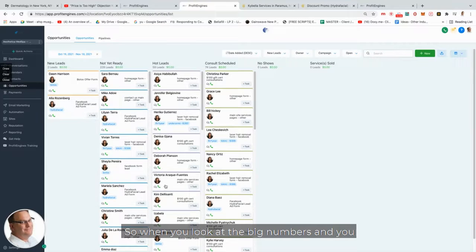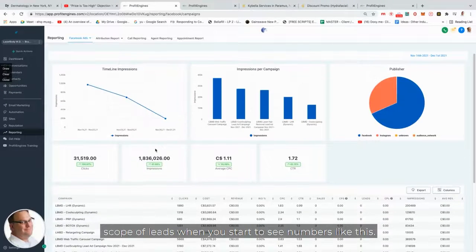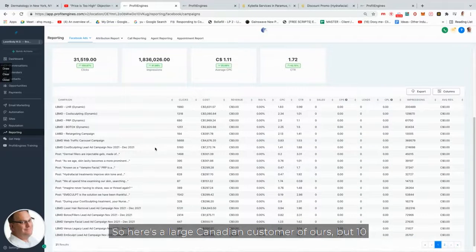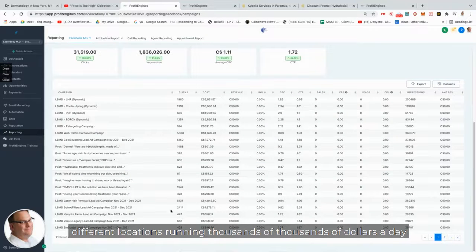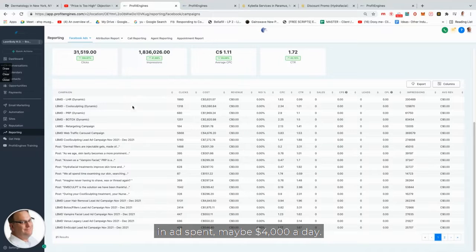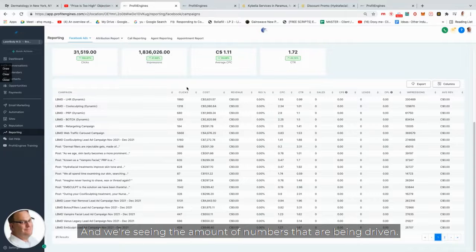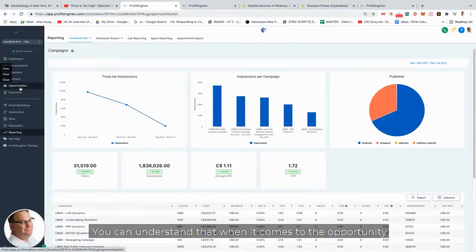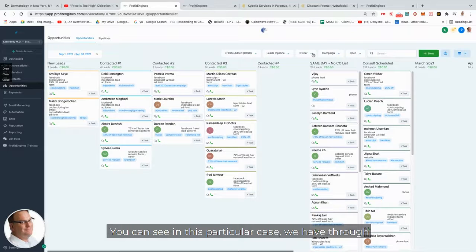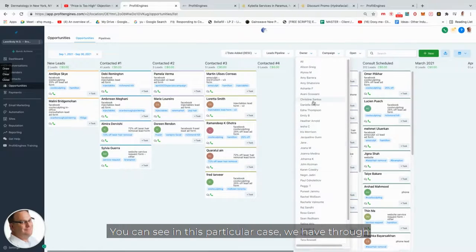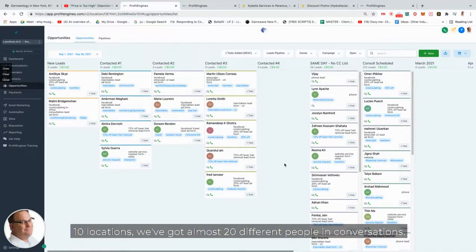So when you look at the big numbers, and you look at larger clients, let's just take a bigger scope of leads. When you start to see numbers like this, here's a large Canadian customer of ours with 10 different locations running thousands and thousands of dollars a day in ad spend, maybe $4,000 a day. And we're seeing the amount of numbers that are being driven. You can understand that when it comes to the opportunity plane, now you've got multiple locations, multiple people having conversations. You can see in this particular case, we have through 10 locations, we've got almost 20 different people in conversations.